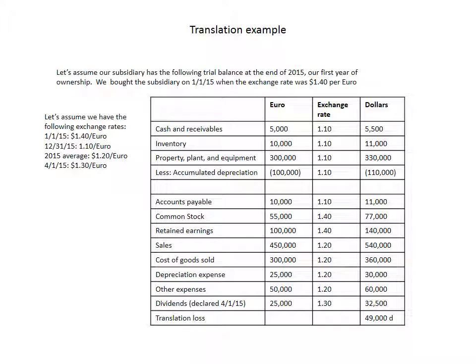And just pausing for a moment to think about the nature of this loss, essentially we bought the subsidiary when the exchange rate was $1.40 per euro, and apparently the value of the euro dropped steadily throughout the year from $1.40 down to $1.10, so the dollar value of our investment has fallen because the value of the euro, which our investment is measured in, has fallen as well.